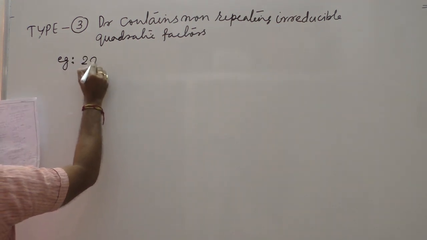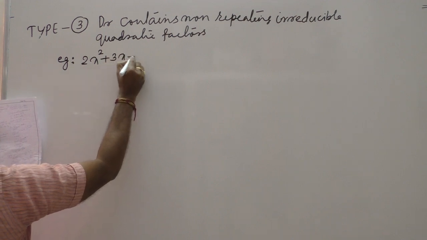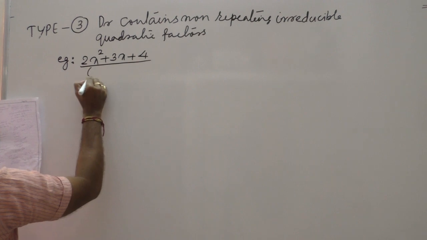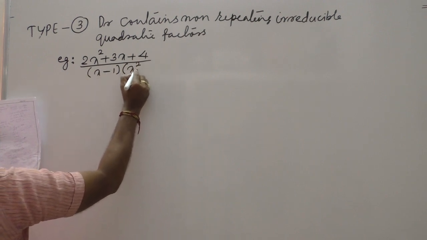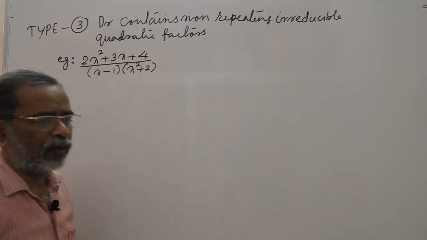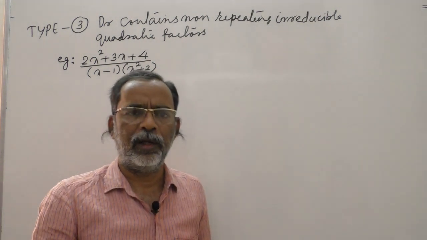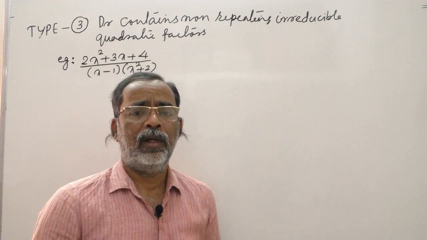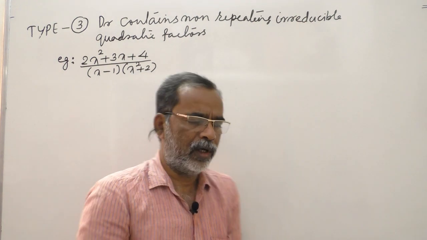See now, a fraction is given: 2x square plus 3x plus 4, whole divided by x minus 1 into x square plus 2. For all the problems, before deciding type 1, type 2, type 3 or type 4, first of all the fraction should be a proper fraction. Already I said this point in the first video.